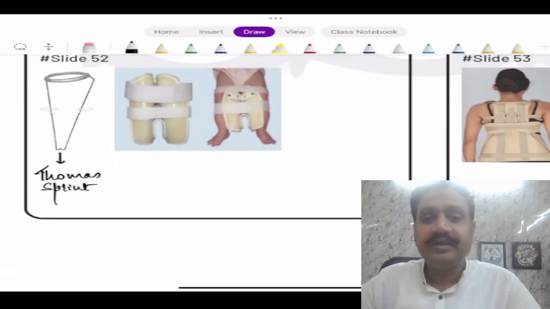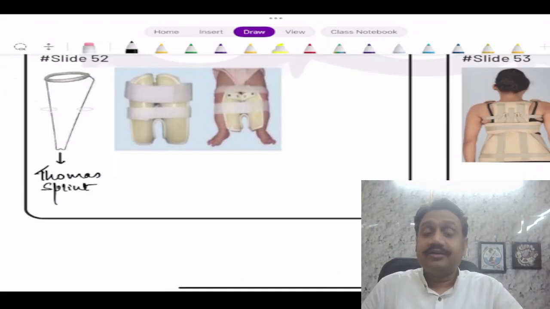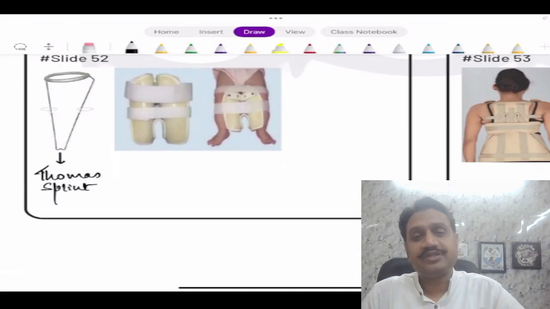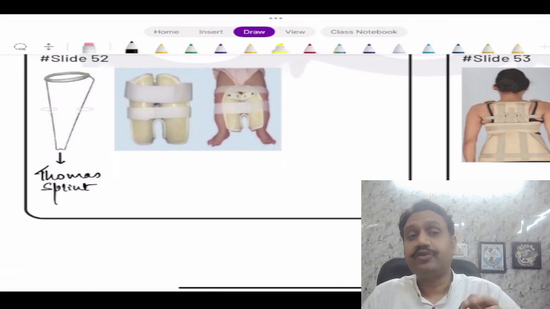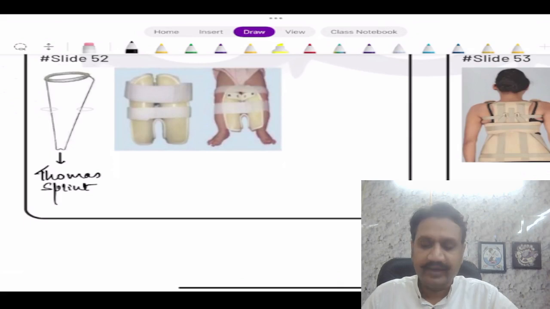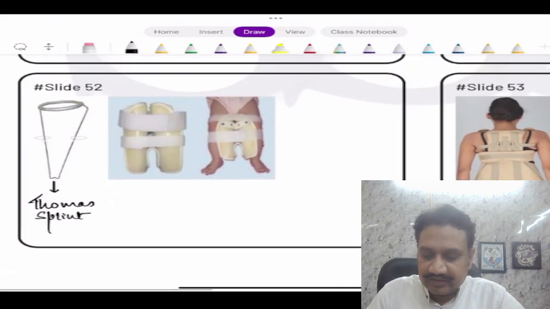And why do we use Thomas splint? Where do we use Thomas splint? Whenever you want to stabilize the fracture shaft of the femur, right? It was designed by H.O. Thomas for his wife who was suffering from tuberculosis of the knee. So initially it was used to stabilize the TB knee, but now we use it to stabilize the fracture shaft of the femur.